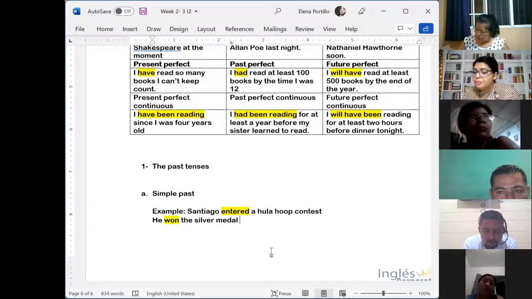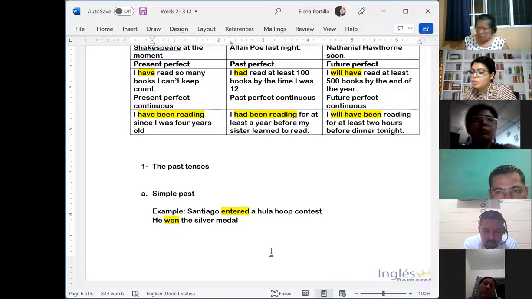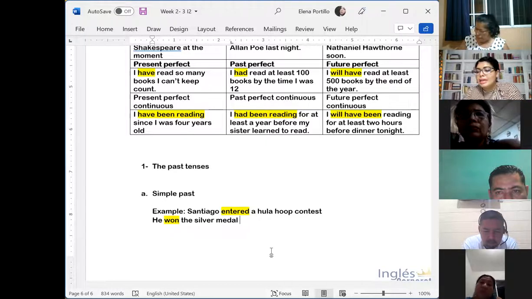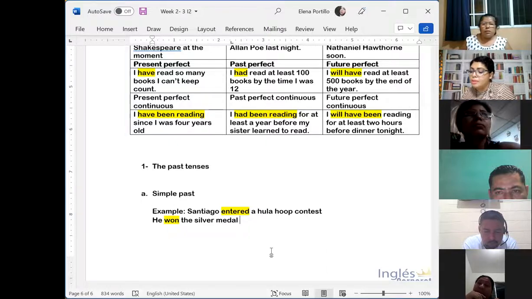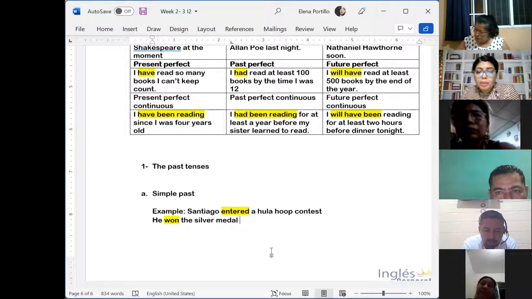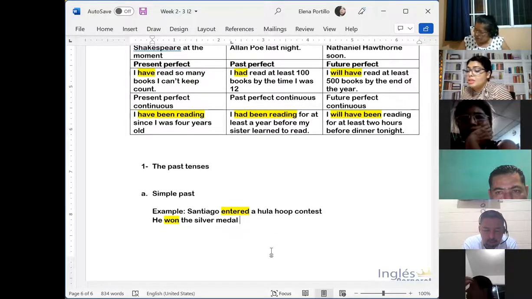So the simple past tense shows that you are talking about something that has already happened. Unlike the past continuous tense, which is used to talk about past events that happen over a period of time, the simple past tense emphasizes that the action is finished. So in this case, in the simple past, we have that this action is finished. En el pasado simple, sabemos que la acción ya terminó. No hay más de esa acción. Por eso es pasado simple.